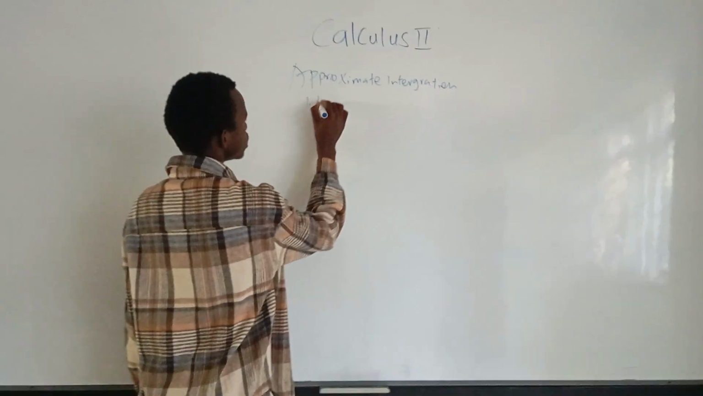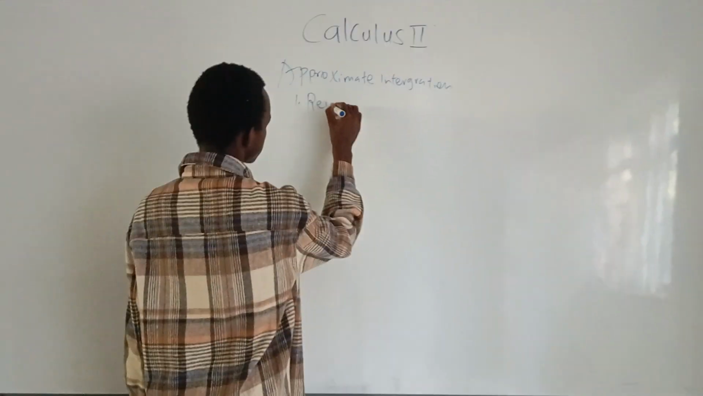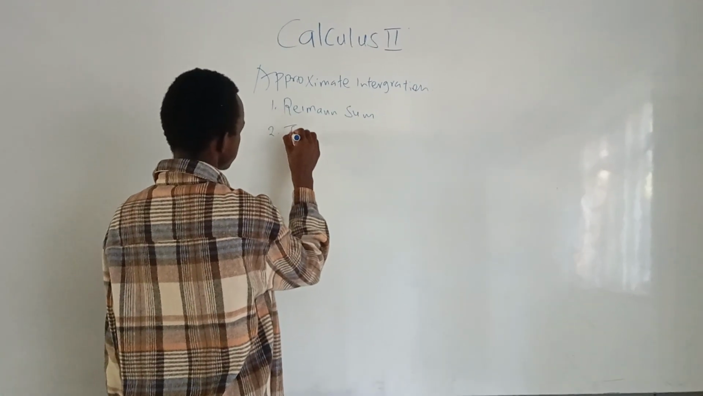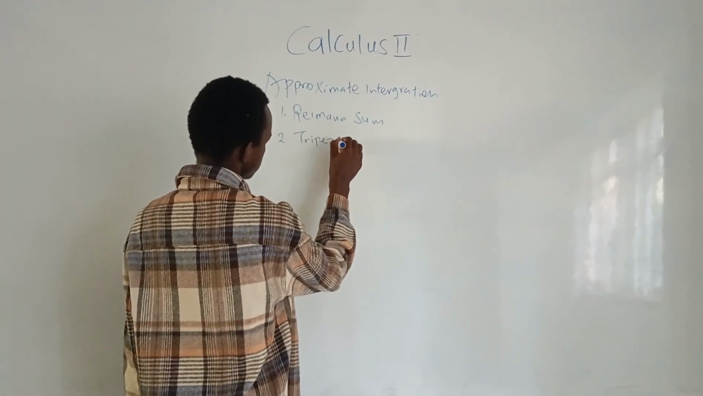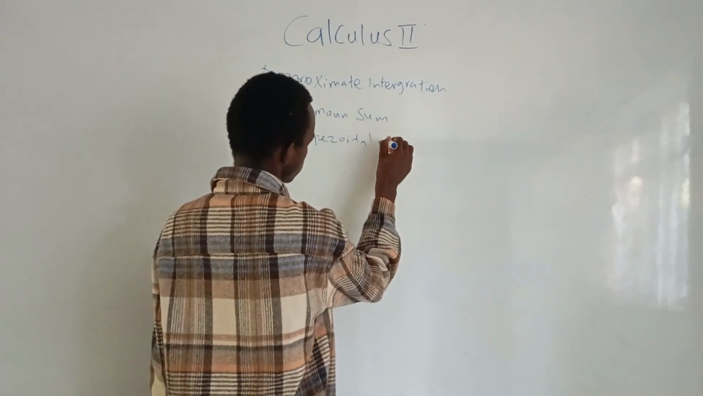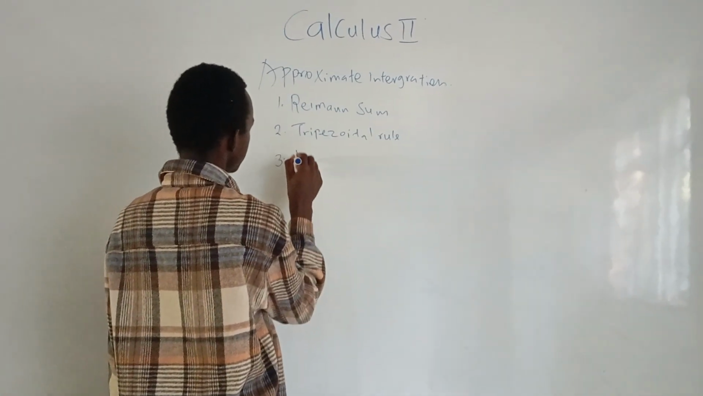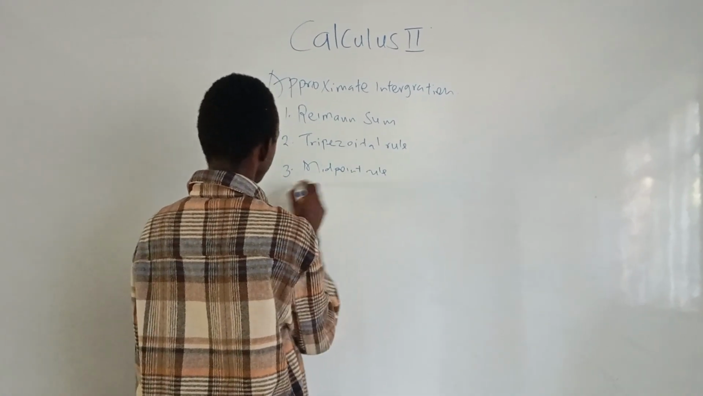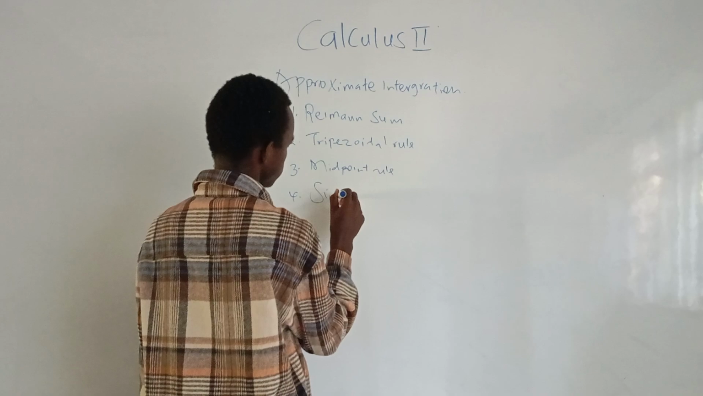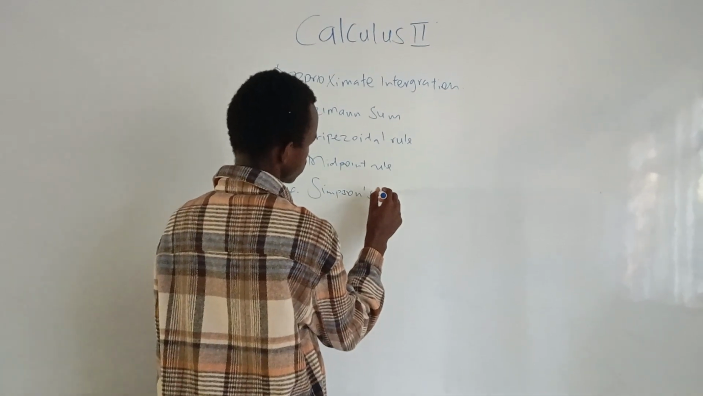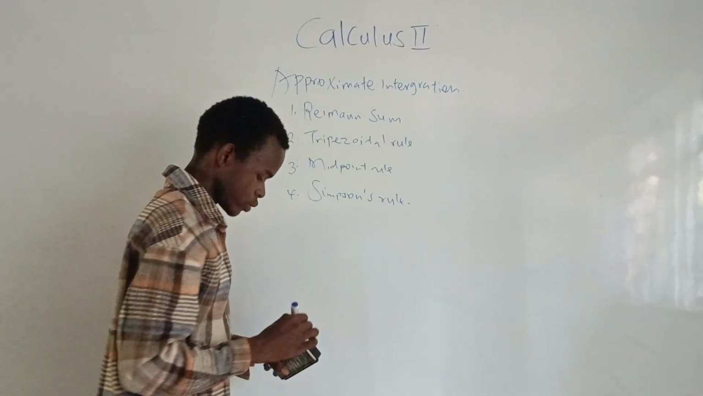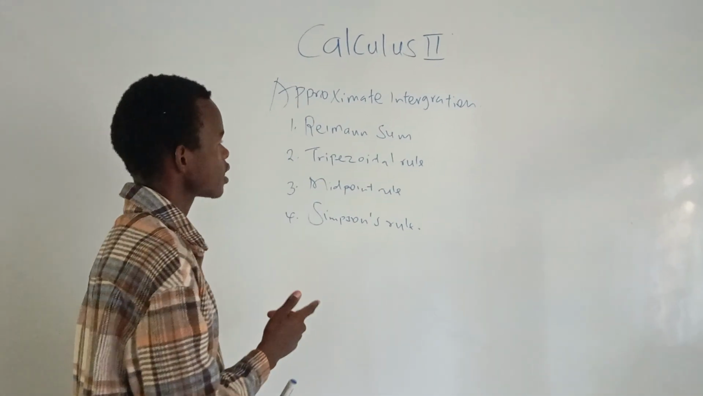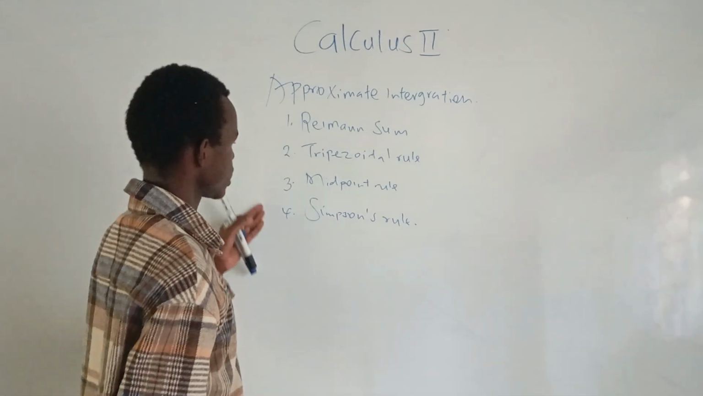Number one, we talk of Riemann sum. We'll talk of the trapezoidal rule. We'll talk of the midpoint rule. We'll talk of Simpson's rule. So this is where we are given a function of a curve, told to find the area or approximate the area of the curve using these four techniques.